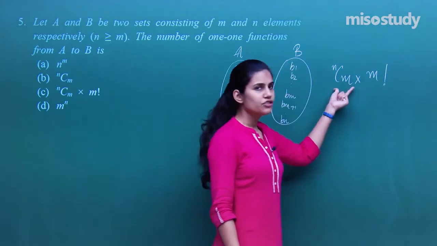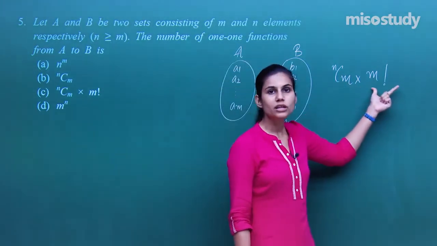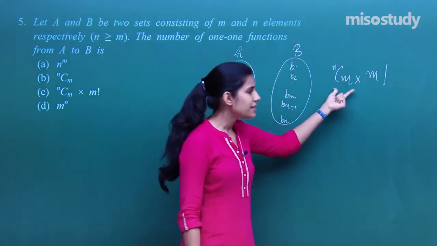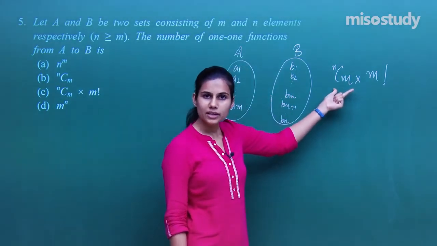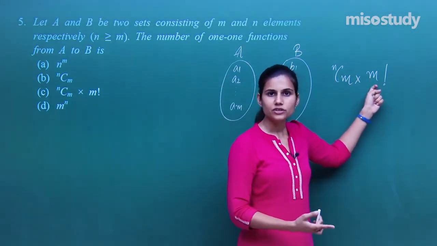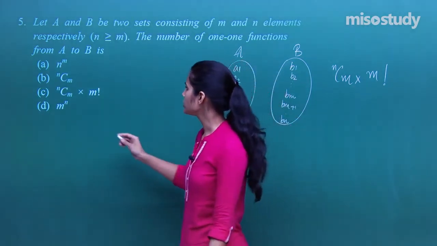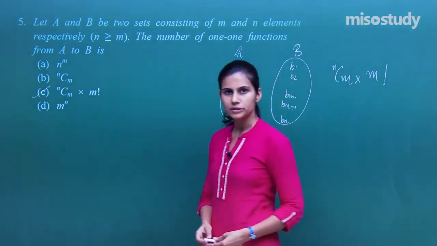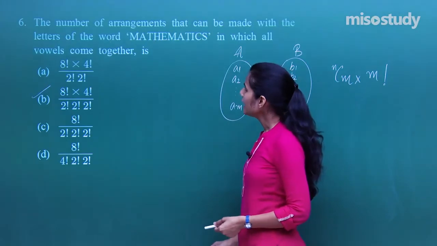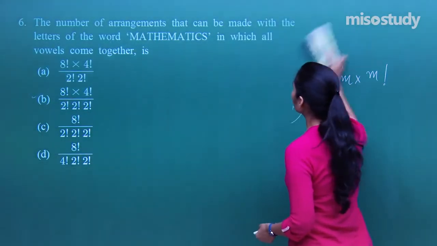So each selection of m members out of the given n members is going to contribute m factorial one-one functions. So there are these many ways in which you can select m members out of the given n members in set B, each contributing m factorial one-one functions. So the total number of one-one functions is this into this, and that is your answer, which is nCm into m factorial.